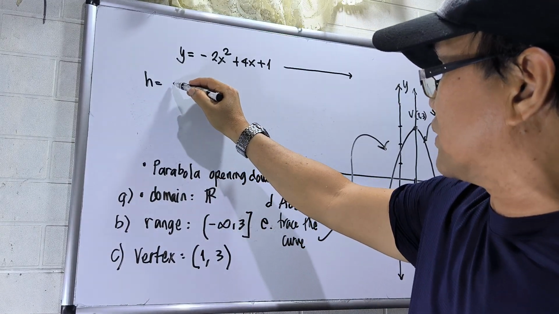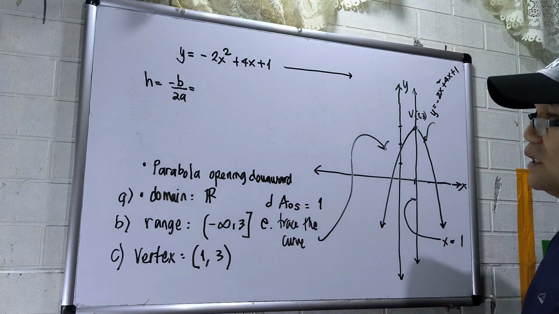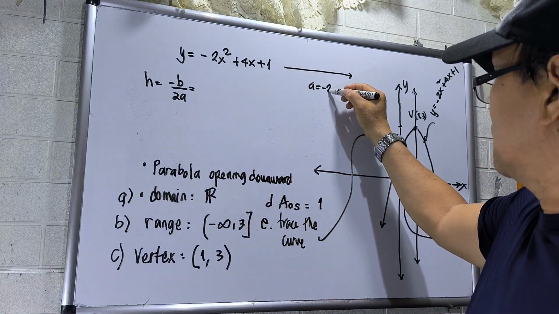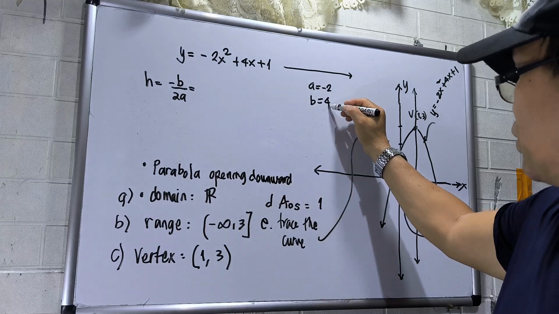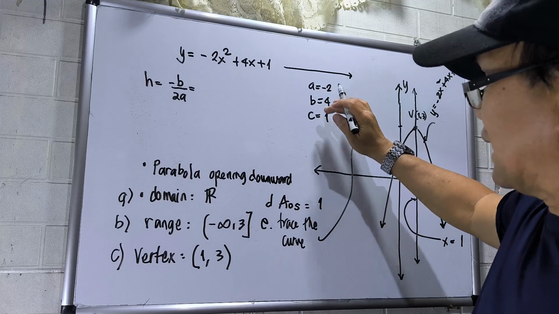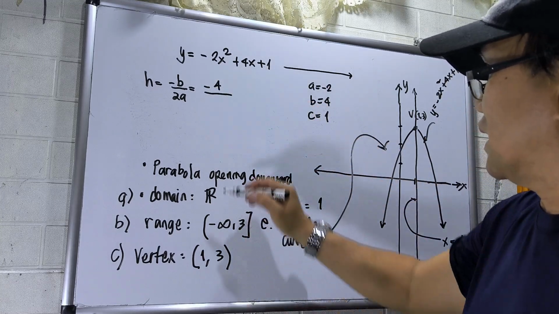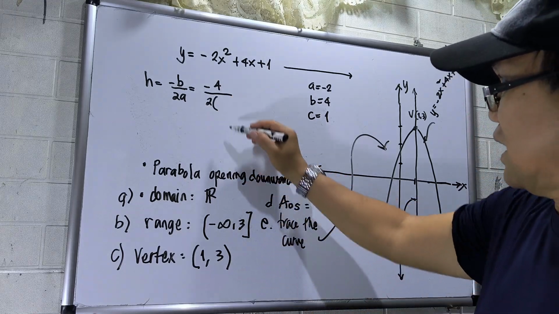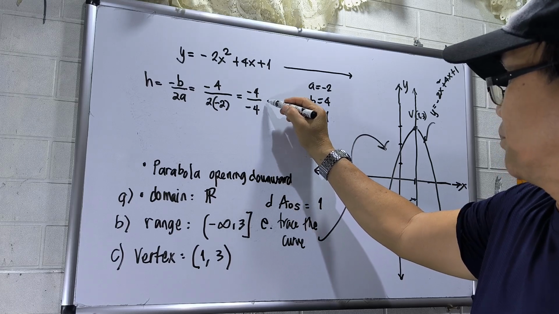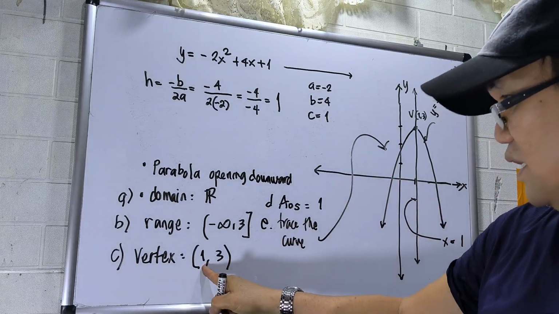So h is equal to negative b over 2a based from the given equation. So we know that a is negative 2, b is positive 4, c is 1. Okay? So plug in b and a. Negative b is negative 4, then 2 times a is negative 4. So negative 4 over negative 4, negative, negative, that will be positive. Then 4 divided by 4, that is 1. So therefore, h is correct.